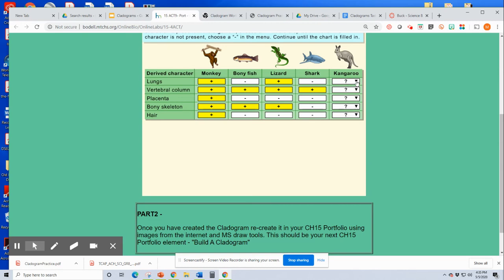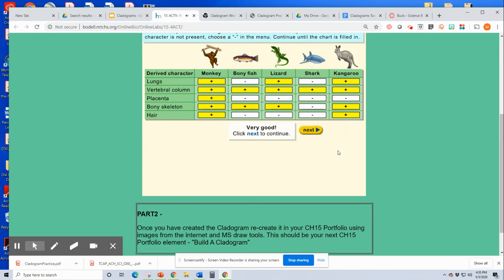All right, here's the kangaroo. Lungs for sure. Backbone for sure. I don't think placenta. Let's see. Yep, that's right, because they crawl up. It's very cool. And then they get in the pouch and they finish in there. Definitely has bones. Definitely has hair.